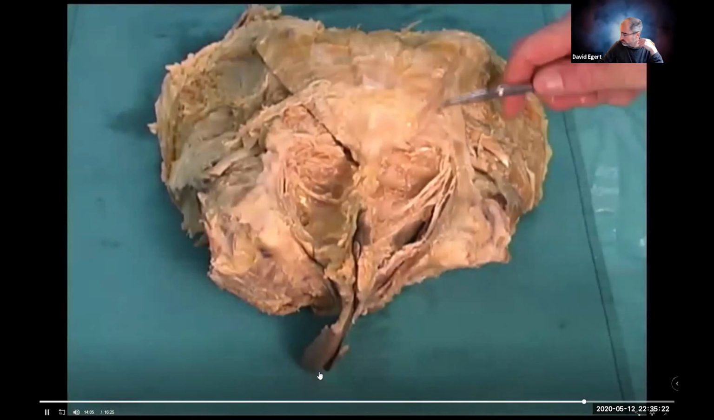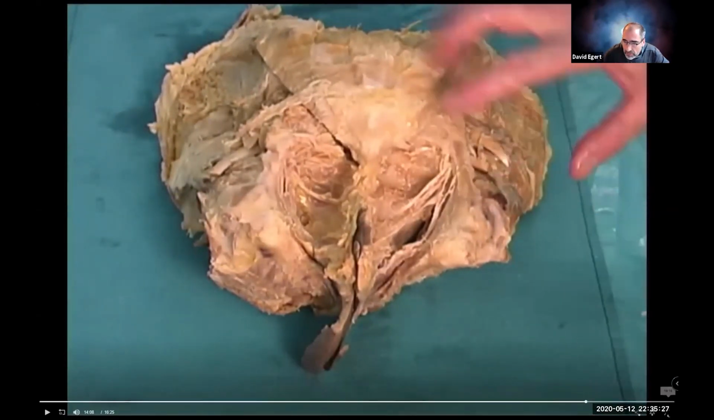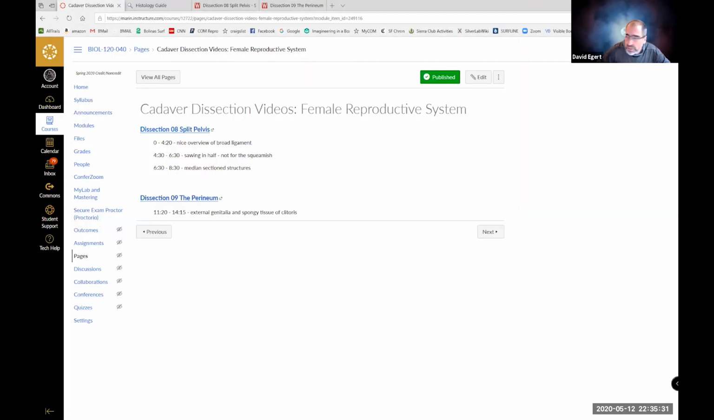Now we're going to quickly run through the neurovascular structures on the female. All right, so that we don't need to do. Okay, let's stop sharing.